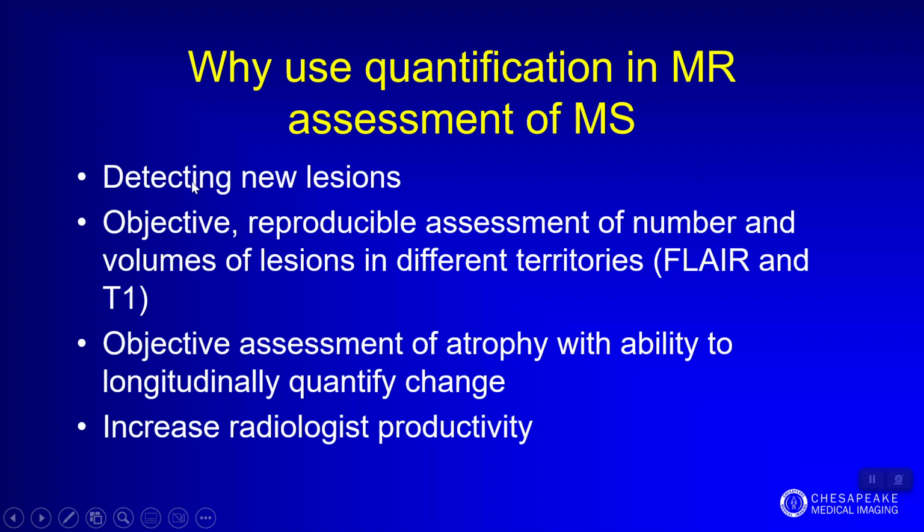MR quantification can help in detecting new lesions. It offers an objective, reproducible assessment of the number and volume of lesions in different territories. And it gives you an objective assessment of the atrophy with the ability to longitudinally quantify change. And doing this efficiently using computer-aided productivity can help radiologists generate the reports faster and hopefully more accurately.